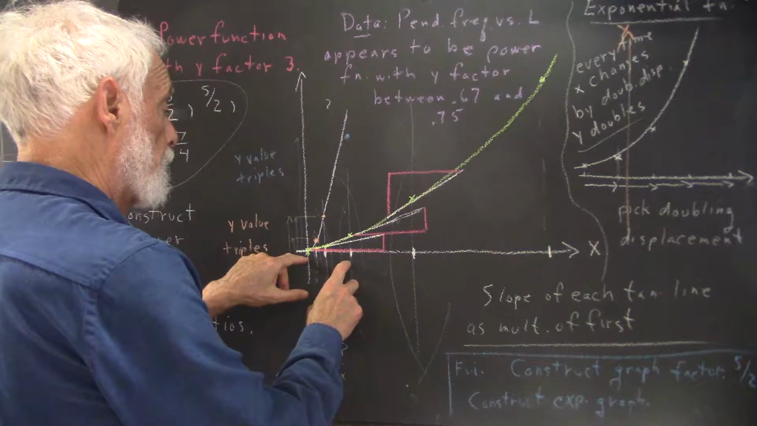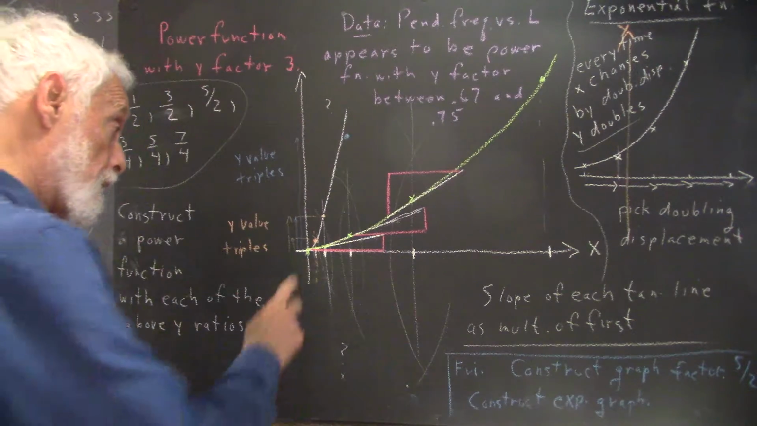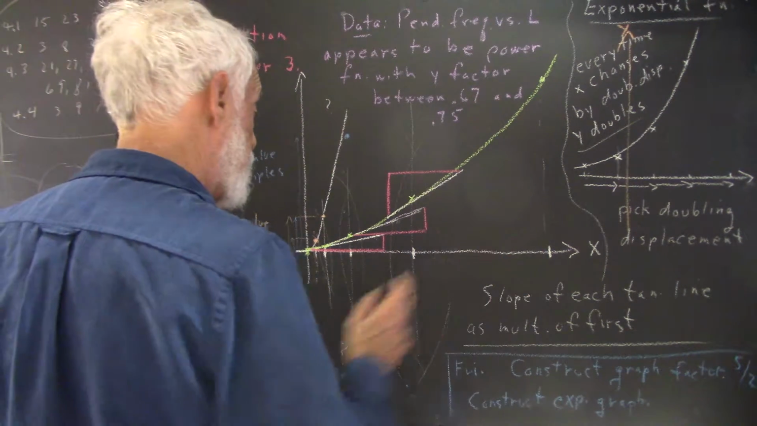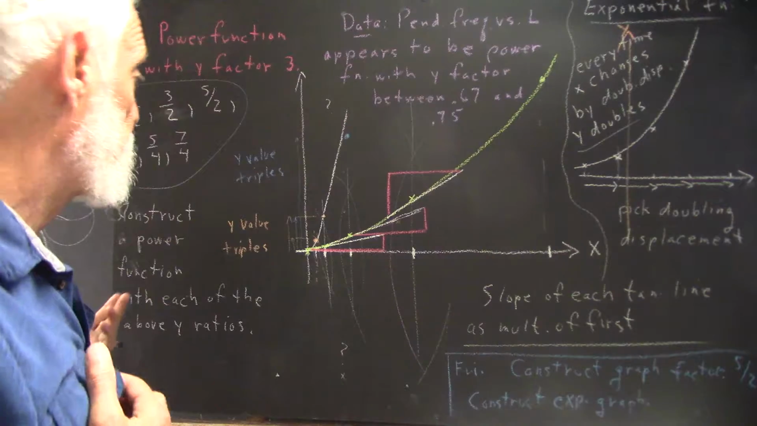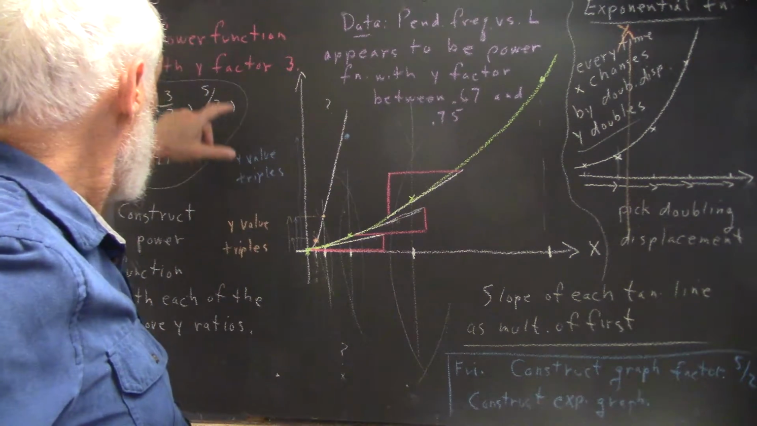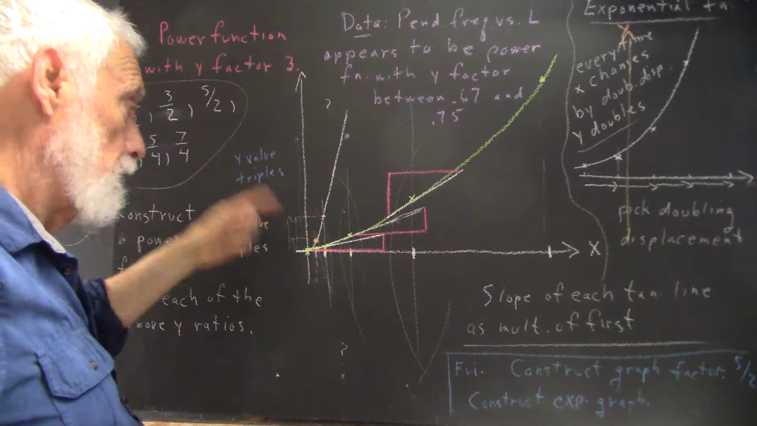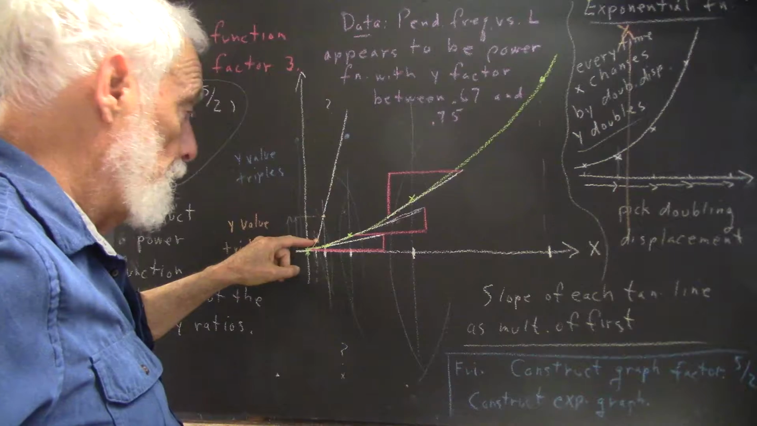Bisected the interval from here to here to get this. From here to here to get this. So now we have a series of doubling x values. Now, we begin to construct our power function with factor 3. On our first attempt, we picked this point.